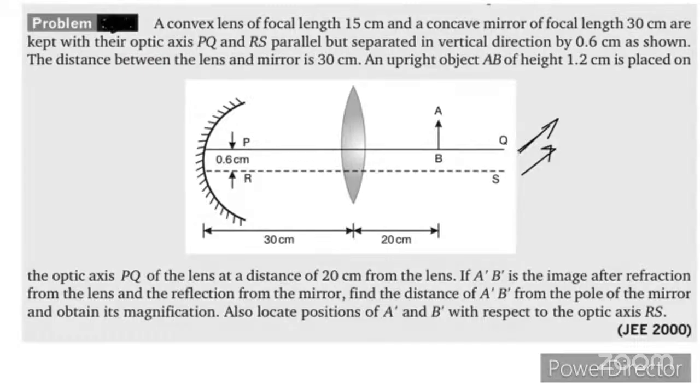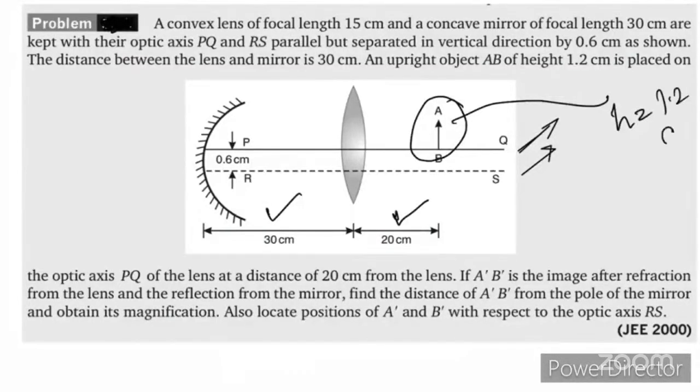Now, what it is saying further, the distance between the lens and mirror is 30 centimeter. So this is 30 centimeter. And an upright object AB of height 1.2 centimeter is placed on the optic axis PQ. So this is the object, which is of the height of 1.2 centimeter. Now it is placed at 20 centimeter from the lens.